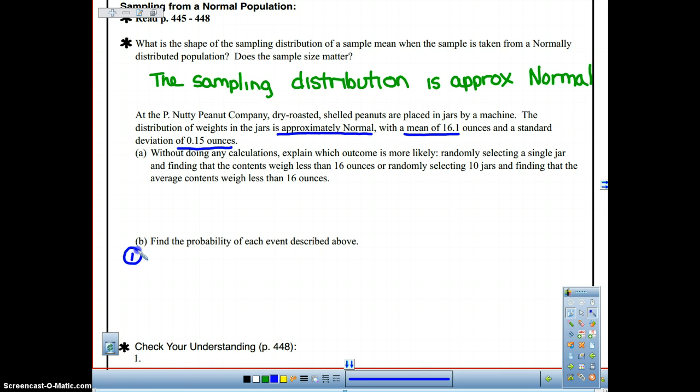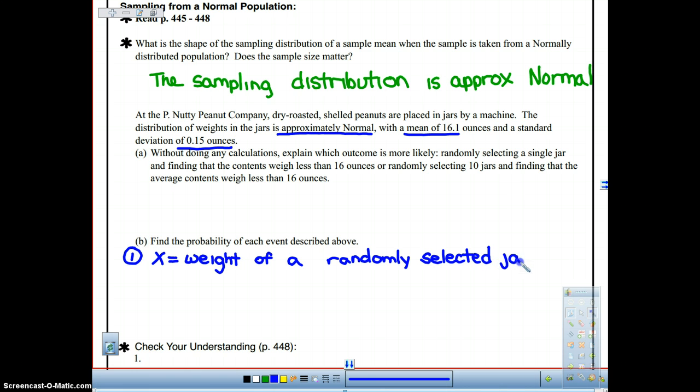So for one, we need to give the variables a name. So we're going to let x equal the weight of a randomly selected jar of peanuts.